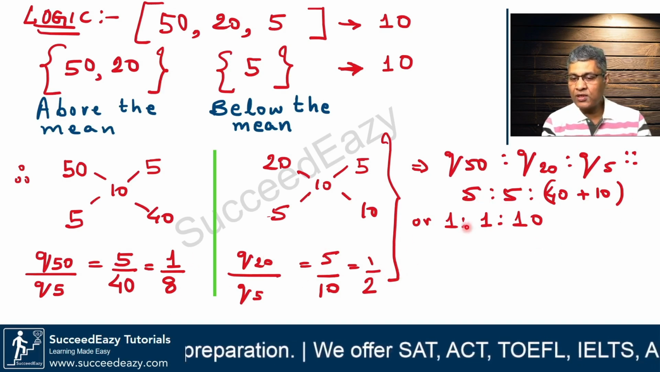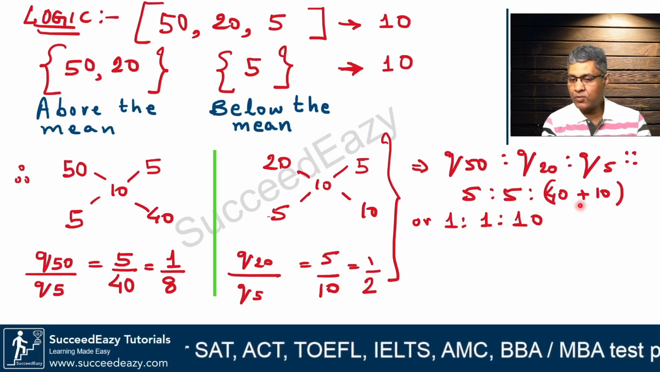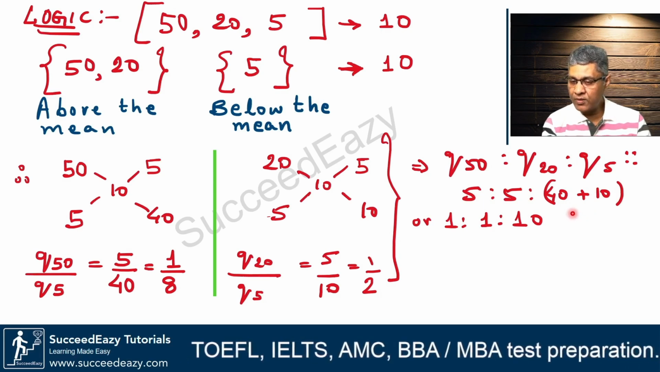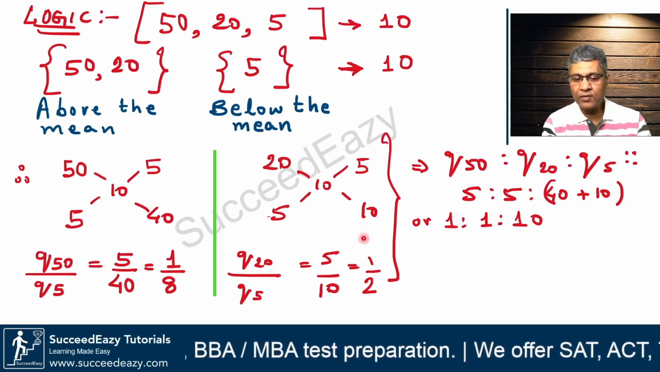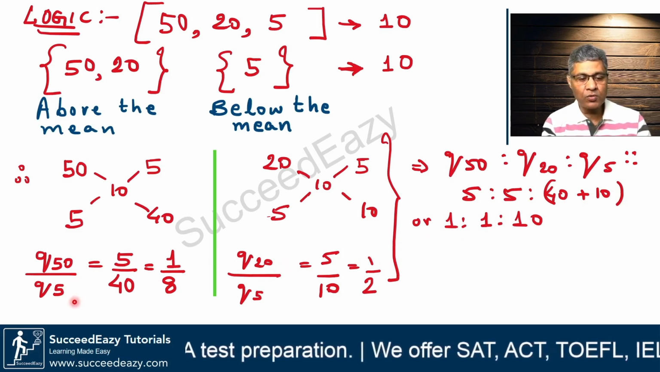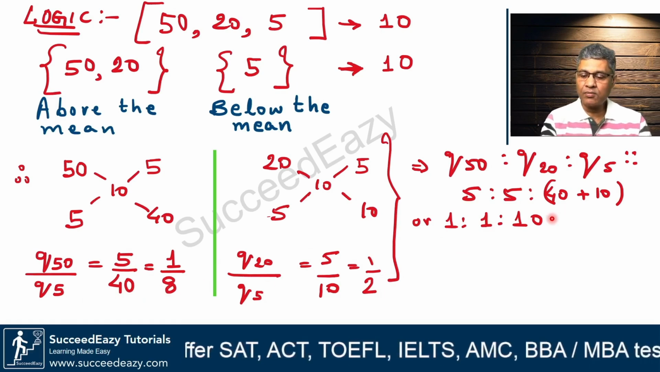Both will give you the same answer, 1 is to 1 is to 10. Because you divide this by 5, so you will get 1 is to 1 is to 50 divided by 5, which will be 10. Or you take this 1 and then 1, so you get 1, 1. Q50 is to Q20 and Q5 is 8 plus 2, that is 10. Either way you get the same answer.